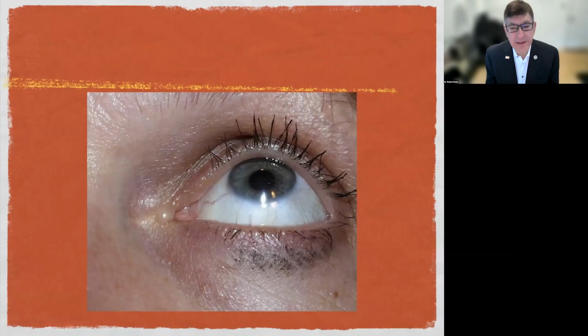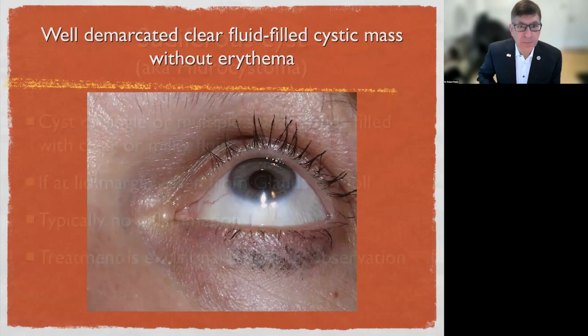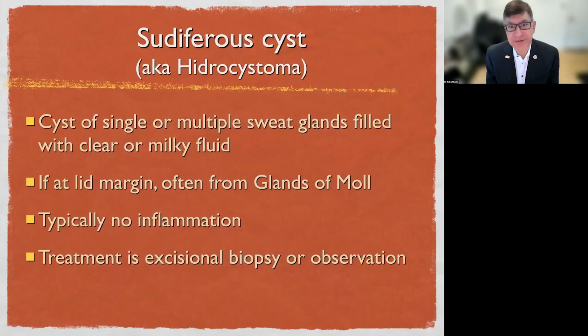Finally, let's talk about this one, another category altogether. So how would you describe this mass seen at the medial canthus in this patient's left eye? I'm going to describe this as a well-demarcated, clear, fluid-filled cystic mass, again, without erythema. Most of you probably know this is a sudoriferous cyst, also known as a hydrocystoma. This is a cyst of a single or multiple sweat glands that are filled with clear or milky fluid. If it's at the lid margins from the gland of Moll, there's typically no inflammation with this. These can be safely observed, or an excisional biopsy is helpful.